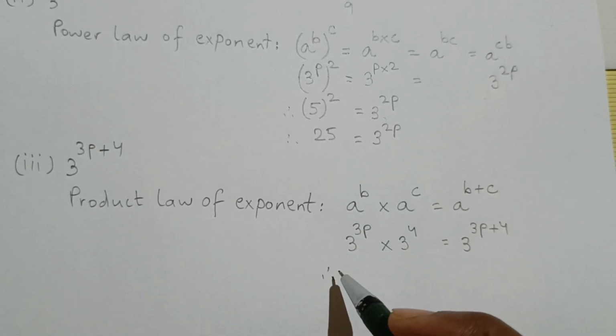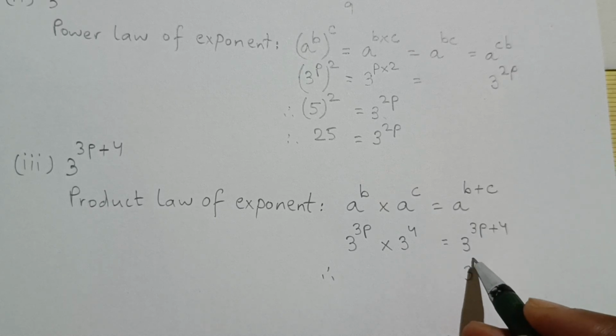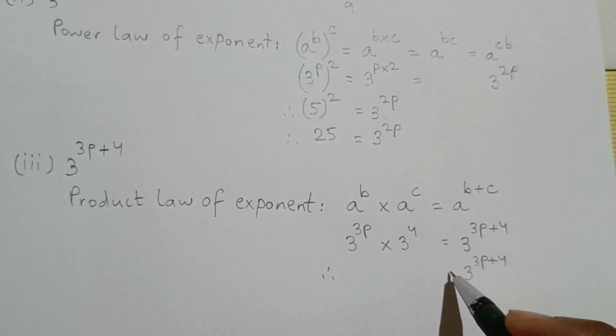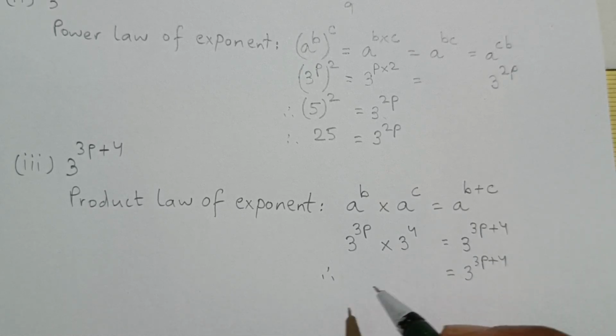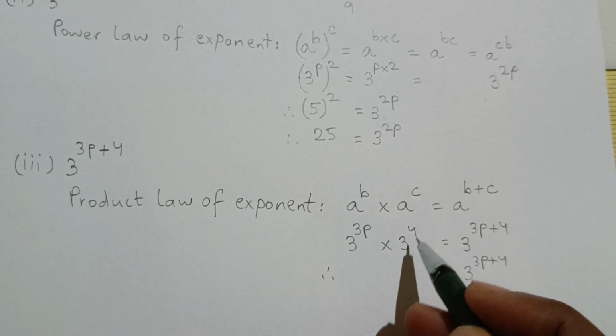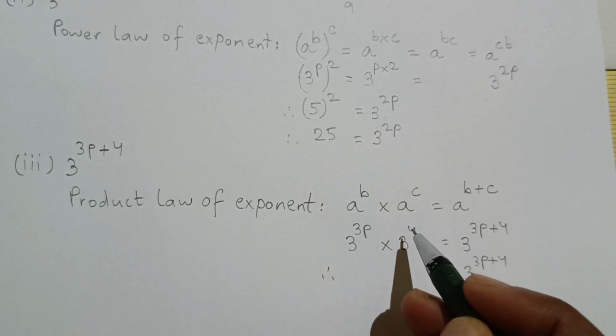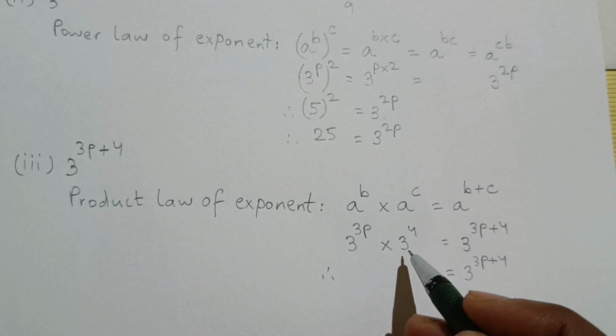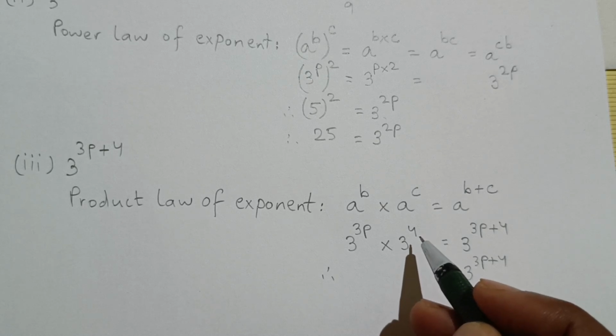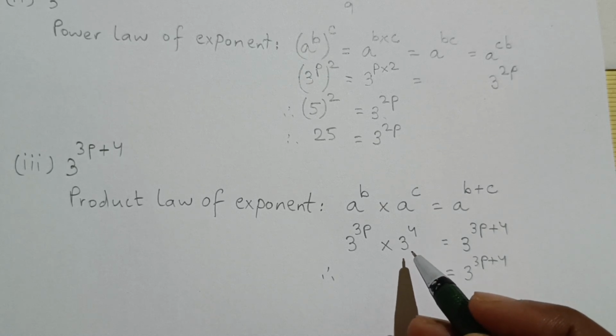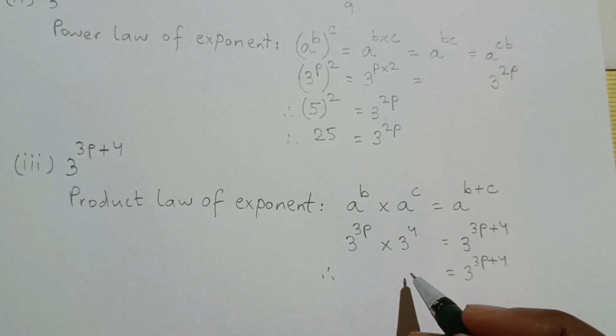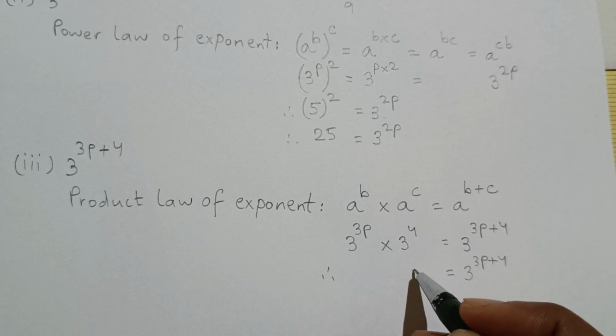So therefore 3 to the power 3p plus 4 is equal to, now 3 to the power 4. 3 to the power 4 is how much? So 3 to the power 4 is 81. 3 into 3 into 3 into 3. 3 into 3 is 9. 9 into 3 is 27. 27 into 3 is 81. So this is 81.